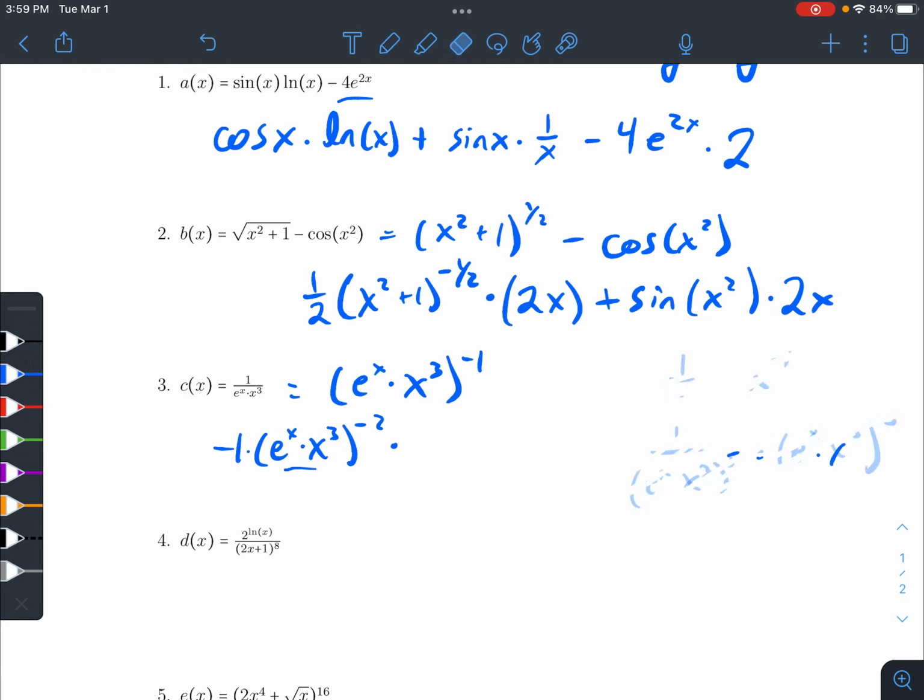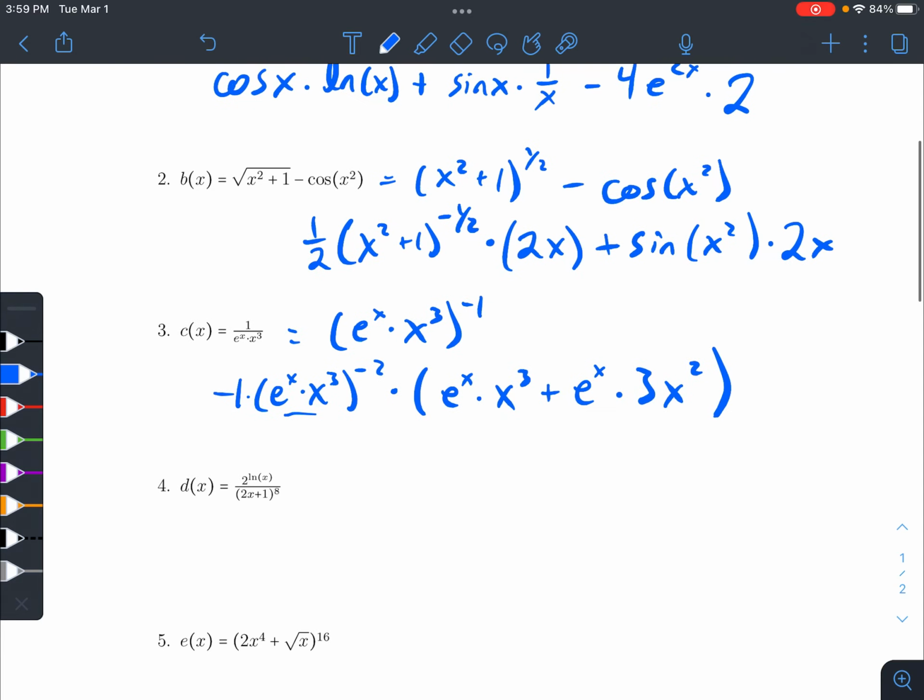Let's get rid of all this. So times the derivative of e to the x times x cubed. Again, this will be a product rule. So the derivative of e to the x is just e to the x. Now I leave x cubed the same. Plus, now I leave e to the x the same, and take the derivative of x cubed, which is 3x squared.